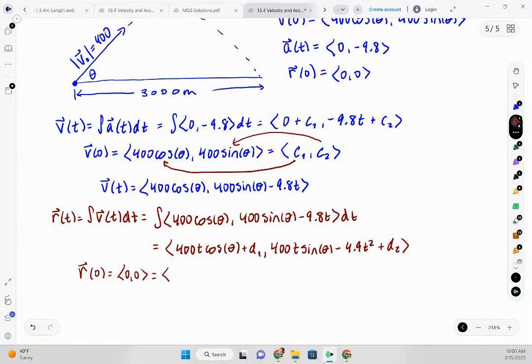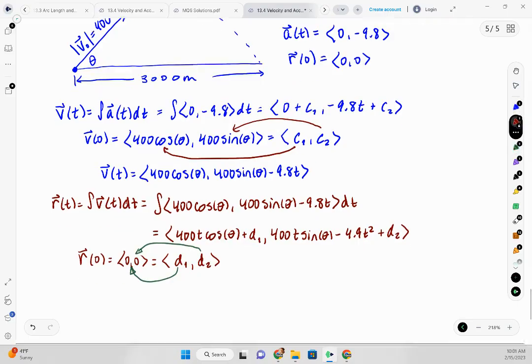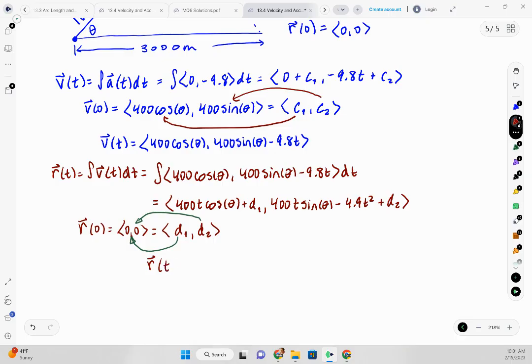So that means I should be able to plug in 0 for t in the vector I just found. Plugging in 0 for t in the first component leaves just d1. In the second component, I just get d2, which means I have a direct equality: d1 is 0 and d2 is 0. So my final position vector, r of t, is <400t cosine of theta, 400t sine of theta minus 4.9t squared>.